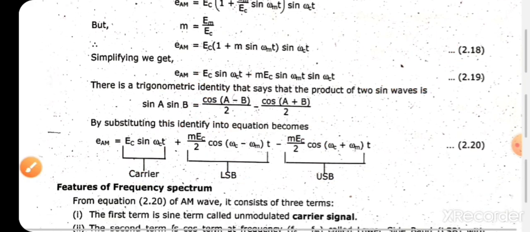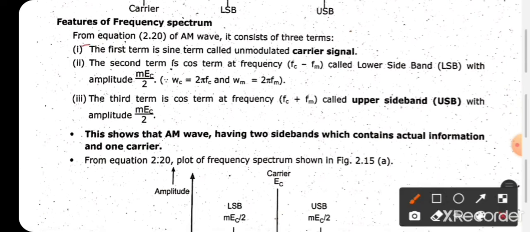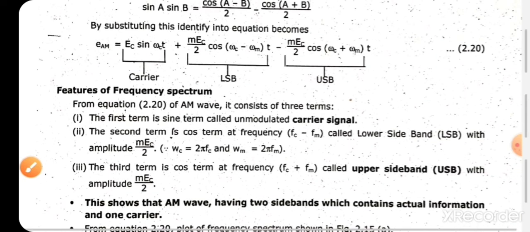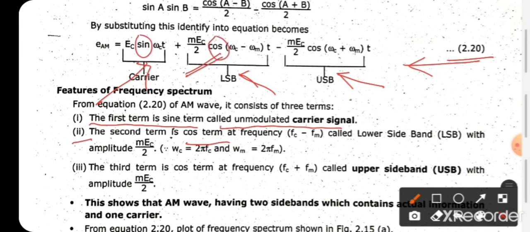Now come to the features of the frequency spectrum. From equation 2.20, it consists of three terms. The first term is the carrier, the second term is the lower sideband and the third term is the upper sideband. The first term is a sine term called the unmodulated carrier signal, and the second term is the cos term. Here is the sine and here is the cos.